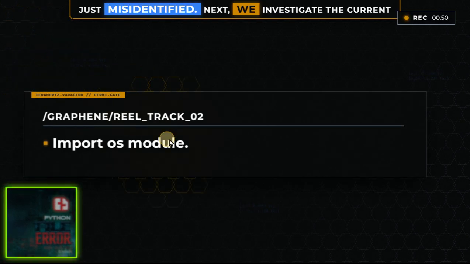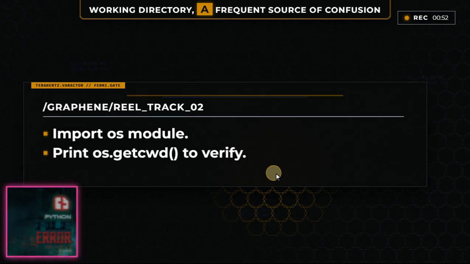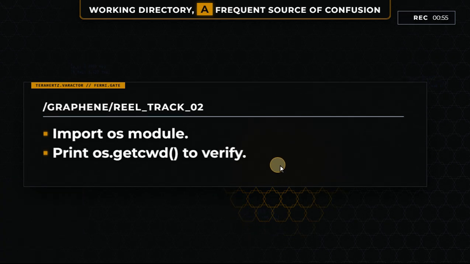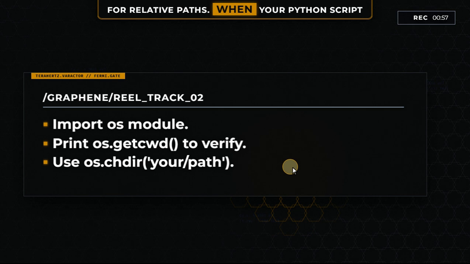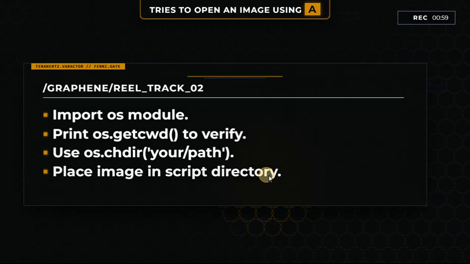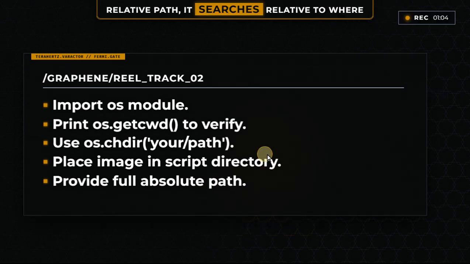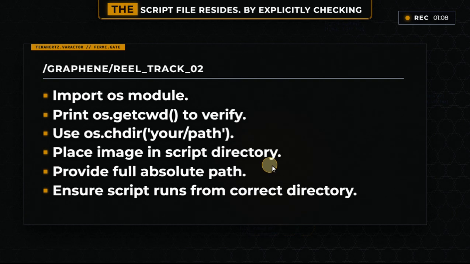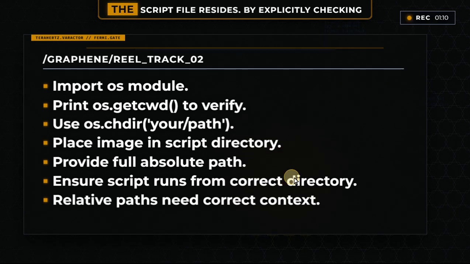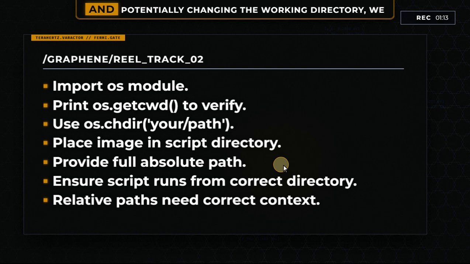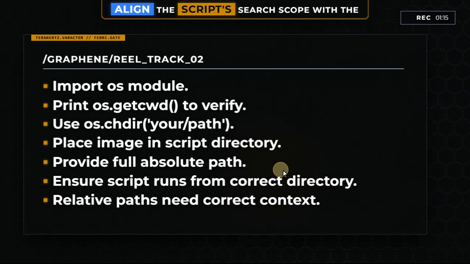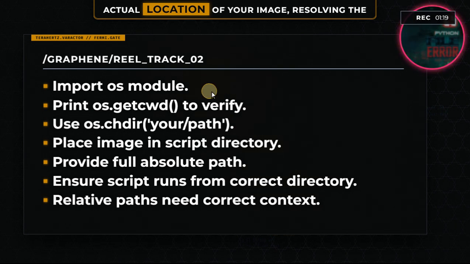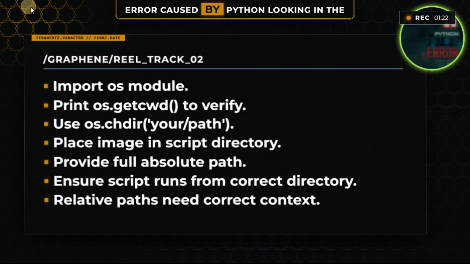Next, we investigate the current working directory, a frequent source of confusion for relative paths. When your Python script tries to open an image using a relative path, it searches relative to where the script is executed, not necessarily where the script file resides. By explicitly checking and potentially changing the working directory, we align the script's search scope with the actual location of your image, resolving the error caused by Python looking in the wrong conceptual folder.